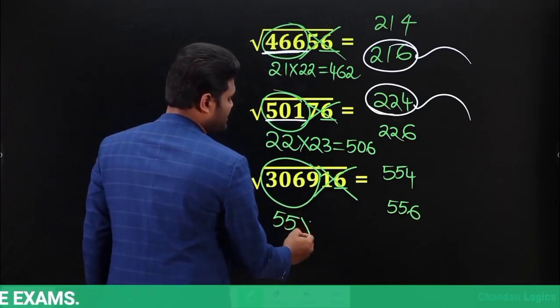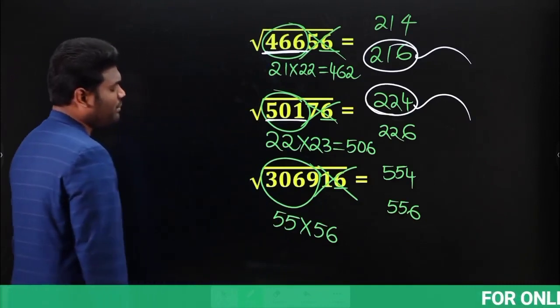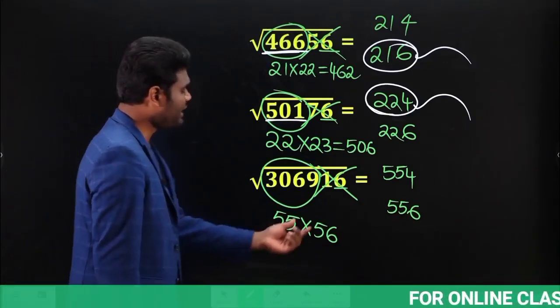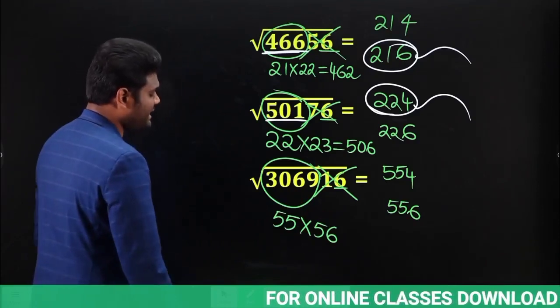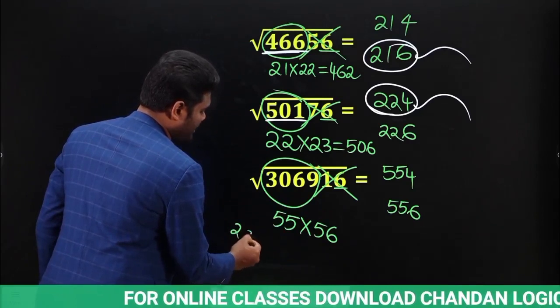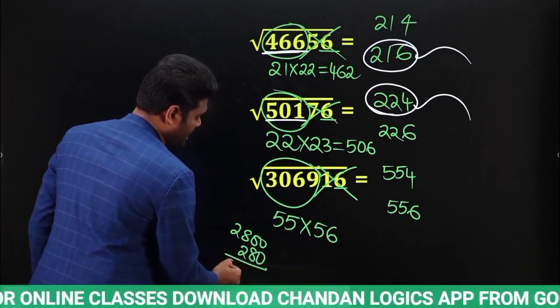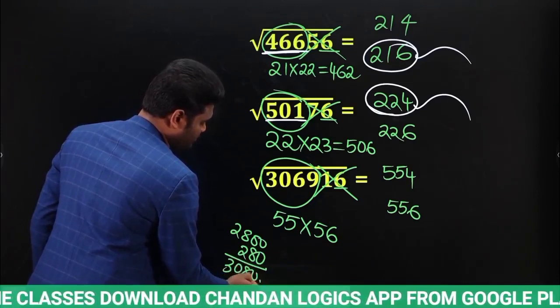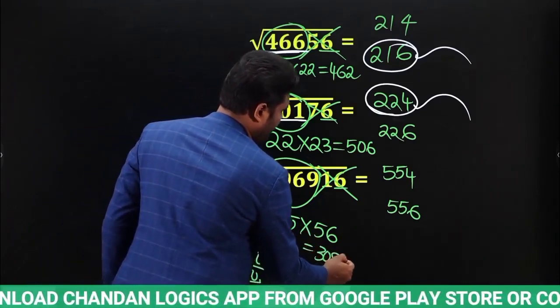Now I need to multiply it with the next number. The next number is going to be 56. Now if you are going to multiply it with 56, what is half of 56? Half of 56 is going to be 28. Yes or no? So 2800 plus 280. Which is going to be how much? 3080. Which means if you multiply this, it is going to be 3080.